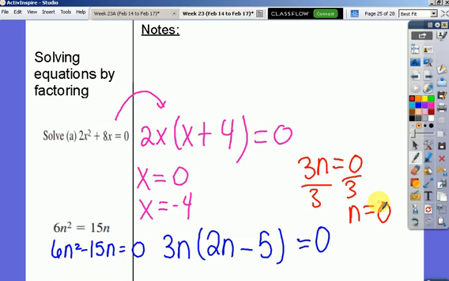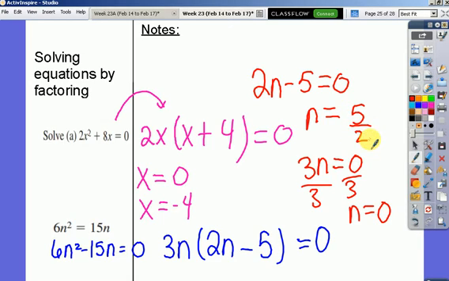Okay, 2n, you're solving another one. 2n minus 5 equals 0, which is also something you have to solve. So n equals what? 5 halves. So we have n is 5 halves or n is 0.